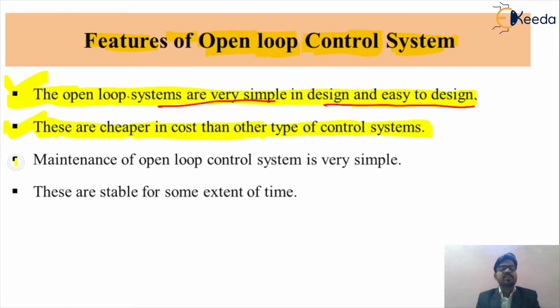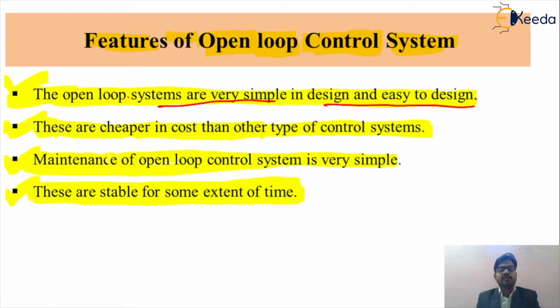The third feature of your open loop control system is that maintenance is very simple, because there are no additional devices, so the maintenance is very simple. After that, open loop control systems are stable for some extent of time, because the stability of the open loop control system is basically high up to some extent. So these are some of the features of your open loop system.